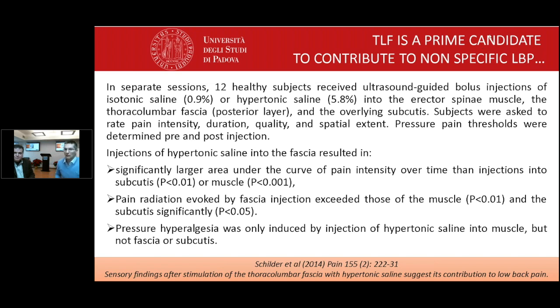Basically, this is a quite important article that tells you that if you put a needle, making an injection in the erector spinae, in the fascia, in the subcutis, the patient will complain of more pain when we inject the fascia. So this means that in the low back area, fascia is the major pain generator. We cannot forget about this tissue. It is the tissue that can generate more pain in the patient, and it's the tissue that we should address in our treatment.